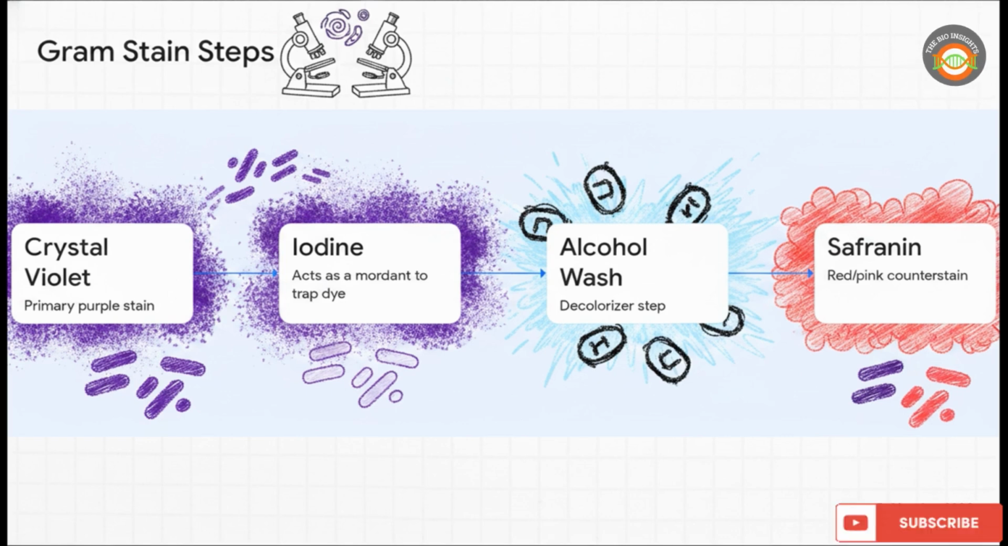Step 1. We flood our microscopic suspects with crystal violet. It's a dark purple dye that gets sucked right into the cells. Step 2. We add iodine. You can think of iodine as a mordant, basically a trap that locks that purple dye inside. Third, and this is the critical one, an alcohol wash. The alcohol acts as a decolorizer, actively trying to wash that purple dye right back out. Finally, step 4, we add a red or pink counterstain called safranin. How the bacteria react to this exact chemical interrogation, that gives away their entire identity.